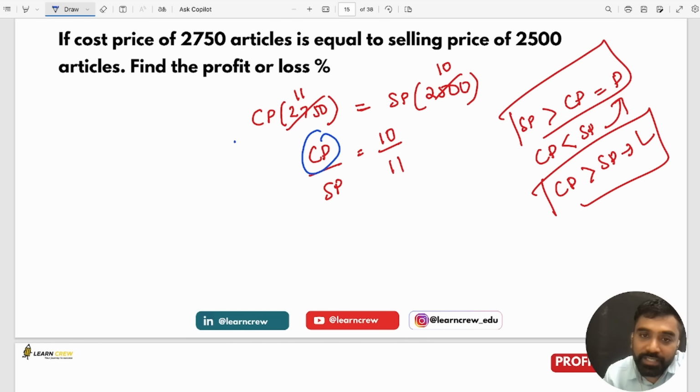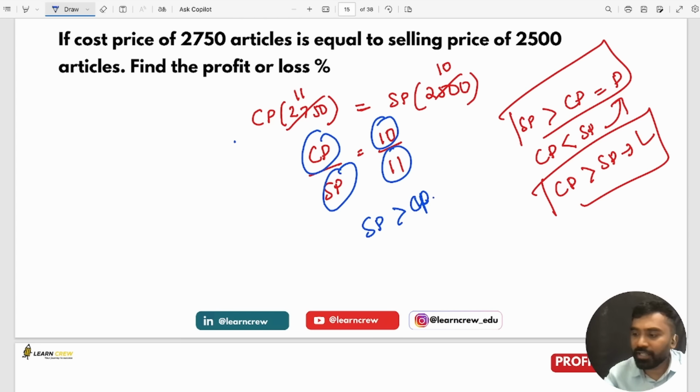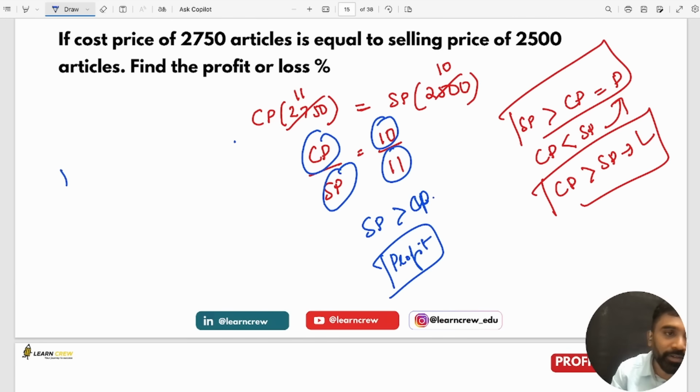Here cost price ratio is 10, selling price ratio is 11. Obviously, selling price ratio is greater than cost price ratio. Then what happens? If this is greater than cost price ratio, then it is a profit. What I am asked to find? Profit percentage. So how to find profit percentage? Profit divided by cost price.